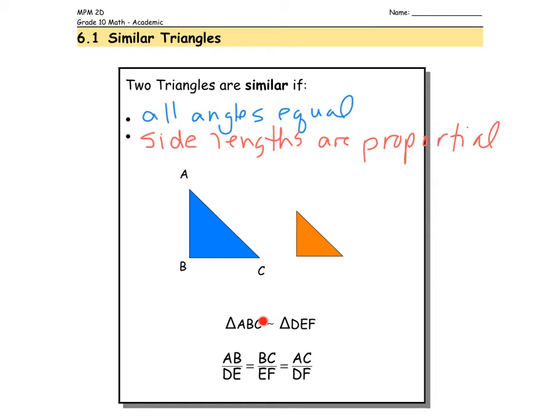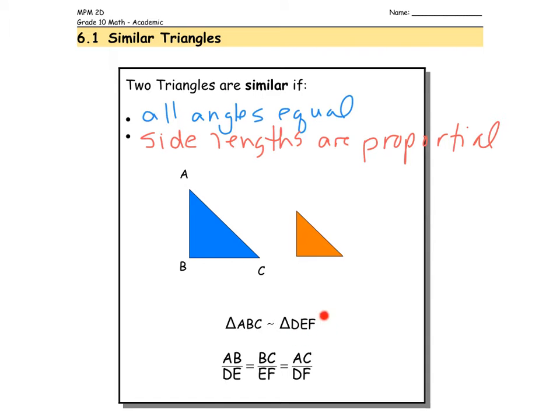This little squiggly line here is a symbol that we use in math to indicate that the triangles are similar. So this would read as triangle ABC is similar to triangle DEF. Now this does not mean that they're equal, because even though all the angles in these triangles are equal, the side lengths are clearly not equal, but they are proportional to each other. So now let's start by labeling the orange triangle. I have triangle ABC is similar to triangle DEF.